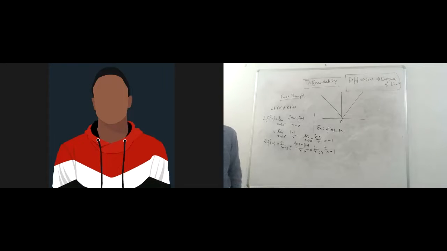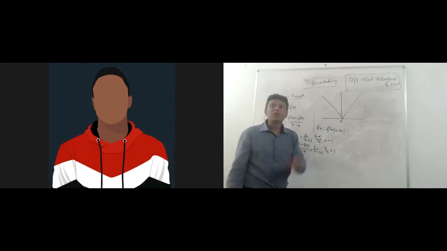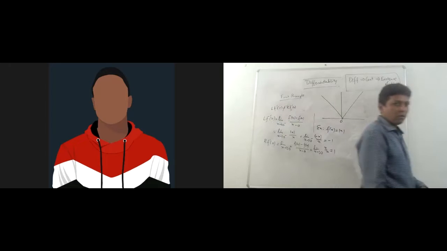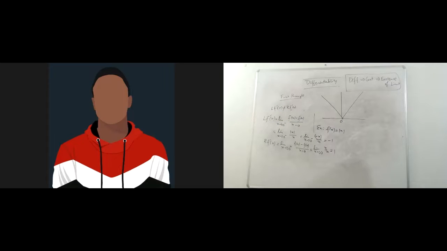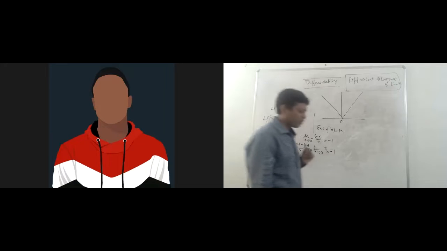Also take a note that in the graph, if you know the graph of that function, how will you identify from the graph that function is continuous, function is differentiable? From the graph also, if there is a sharp point or corner point, the function is not differentiable. That is geometrically.